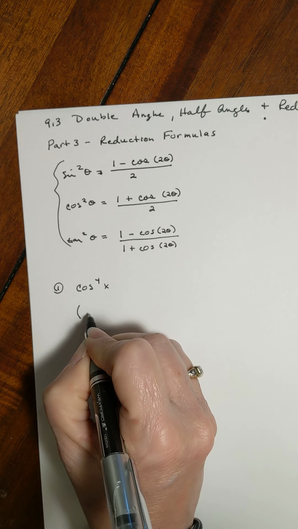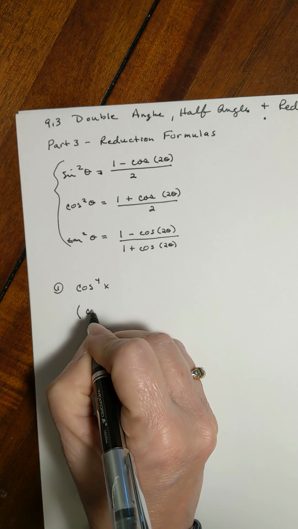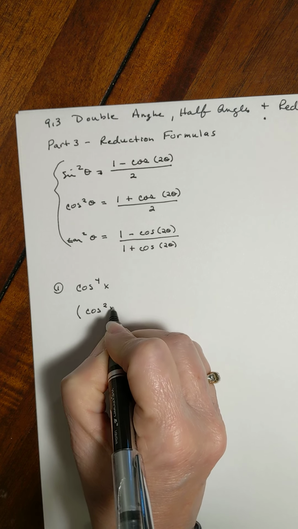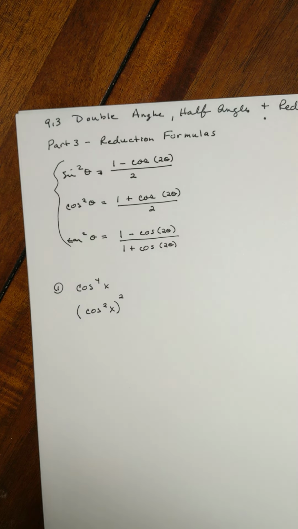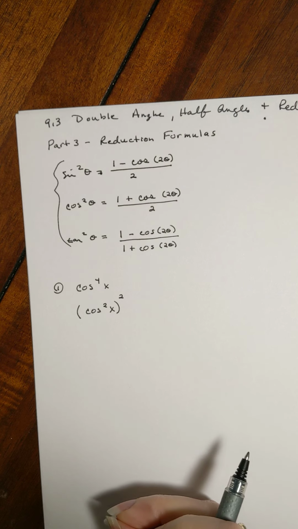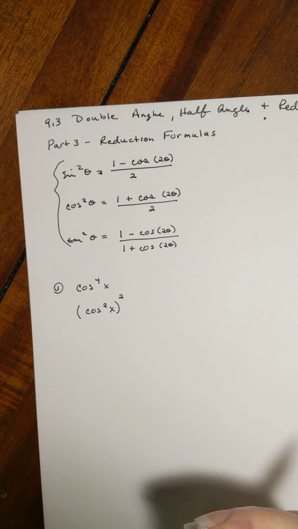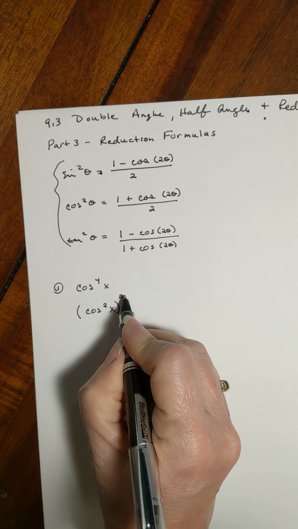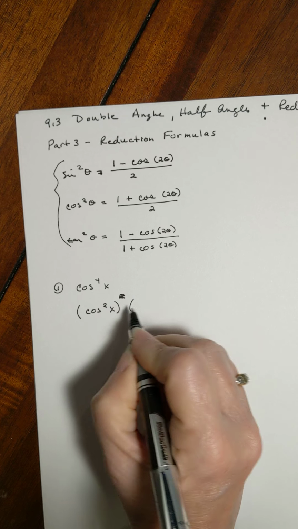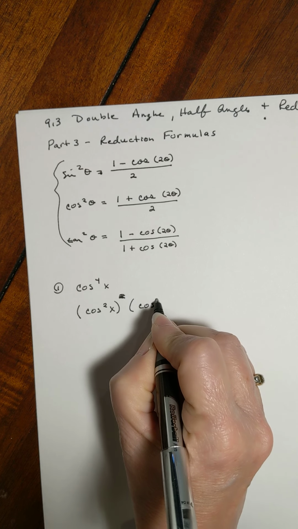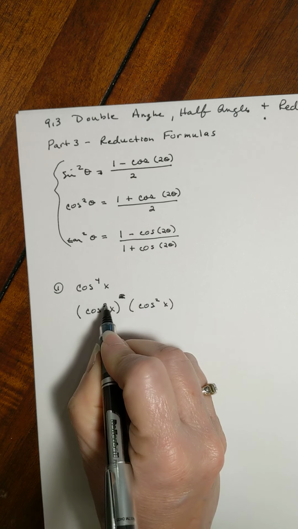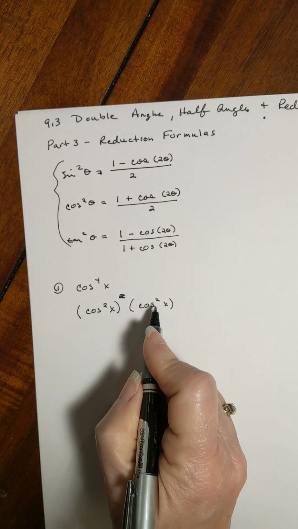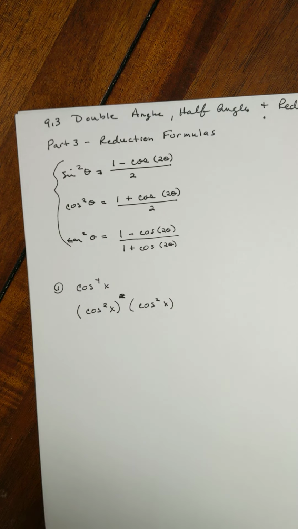So the first thing that I'm going to do is I'm going to say this is the cosine squared of x, squared. Okay, because when you square and then square again, that means cosine squared of x times cosine squared of x. And remember, you add your exponents. 2 here plus 2 more here gives me 4 altogether.